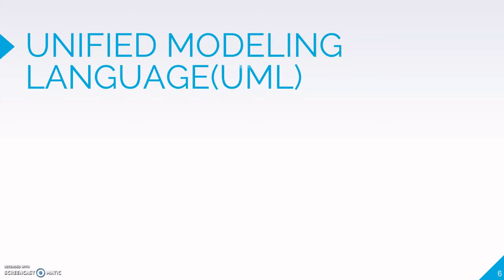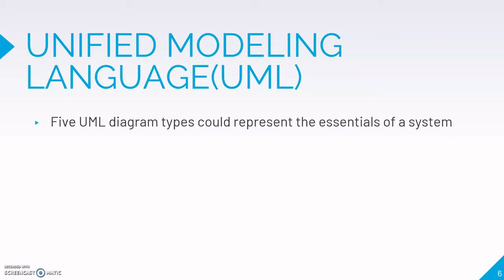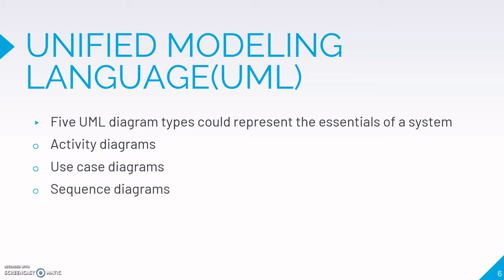So let's see what are the diagrams which we are going to discuss in this episode. Here we are only discussing 5 UML diagram types that could represent the essentials of a system. First one is the activity diagrams, which shows the activities involved in a process or in data processing. Then the second one is the use case diagrams, which shows the interaction between a system and its environment. Third is the sequence diagrams, which shows interaction between actors and the system and between system components.